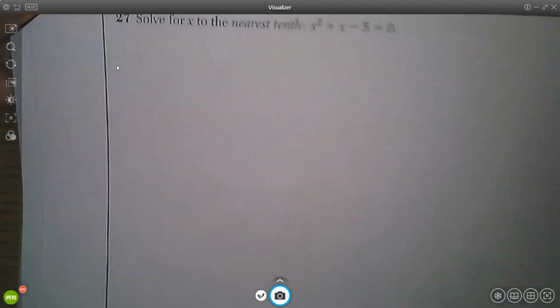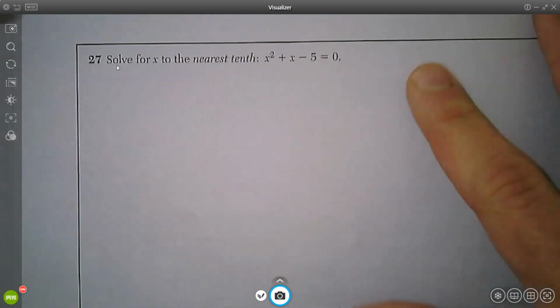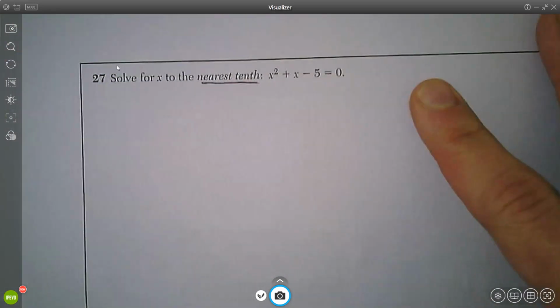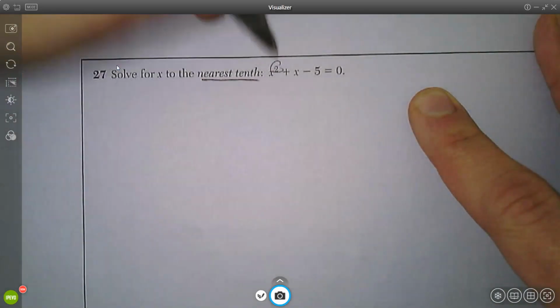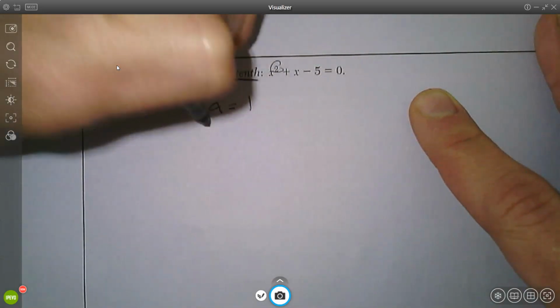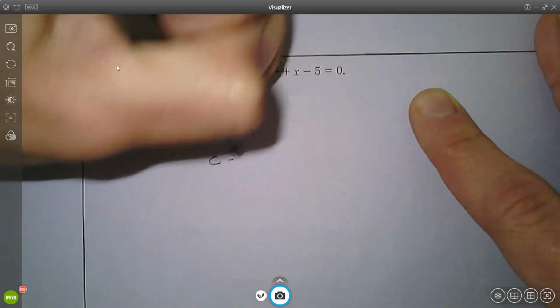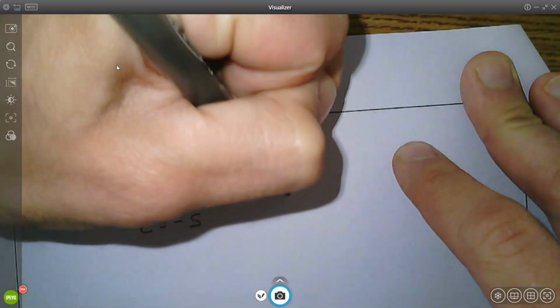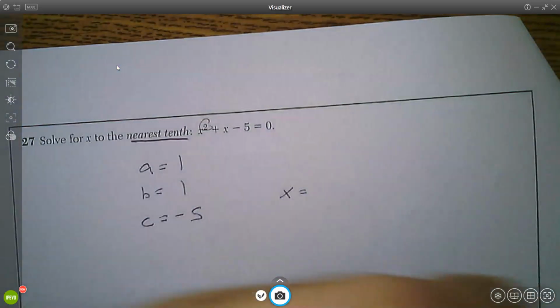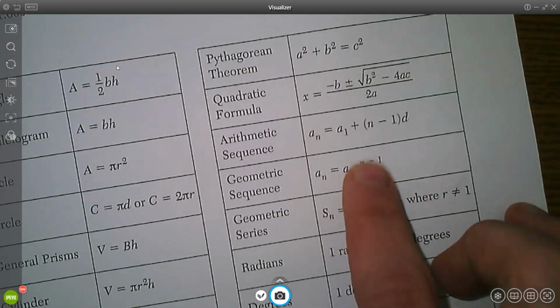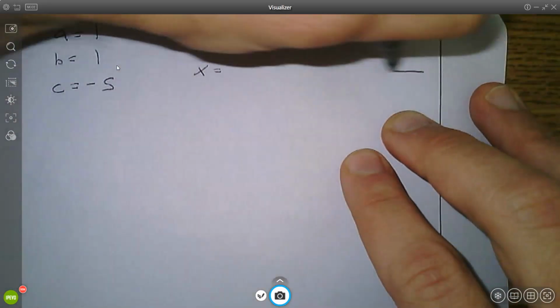All right, number 27, solve for x to the nearest 10th. Nearest 10th, that's a hint: quadratic formula. It's also a quadratic equation. So a is 1, b is 1, c is -5. This is on the formula sheet. Let's not forget that. So right here, I'm just going to be substituting into that formula.